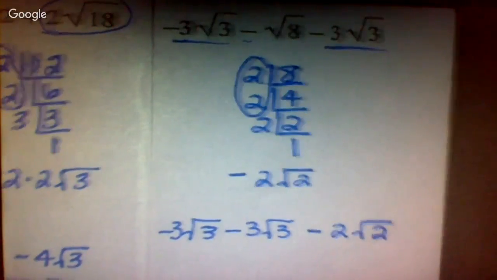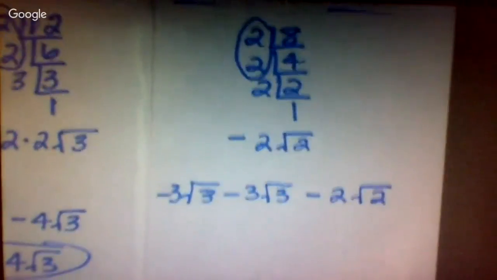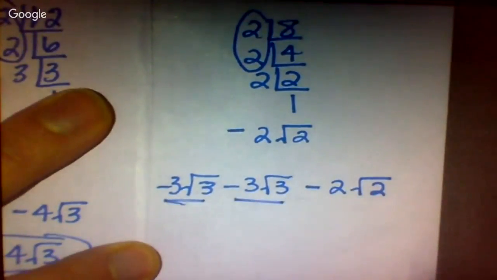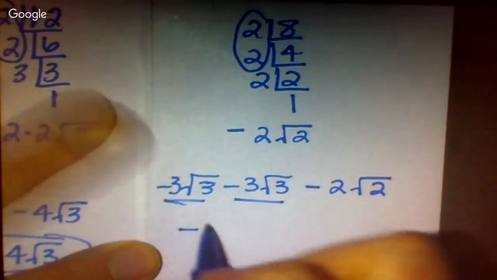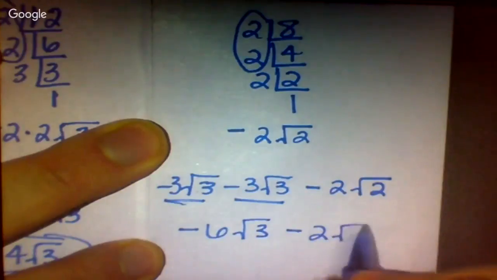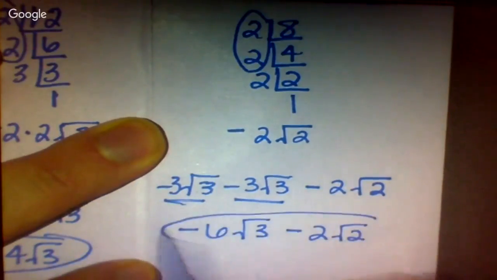Okay. So which ones combine this time? Negative 3 and negative 3, which gives me negative 6 square roots of 3 minus 2 square roots of 2.